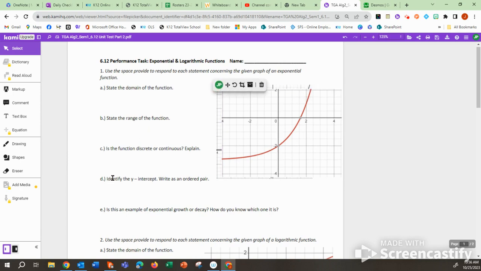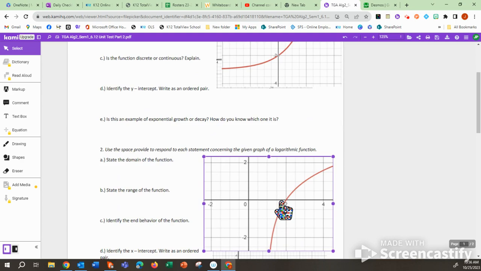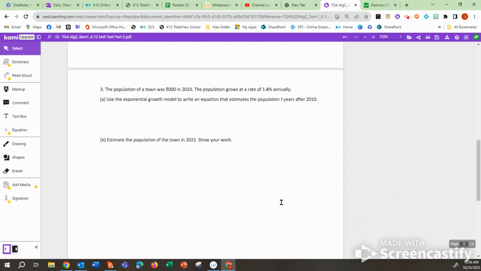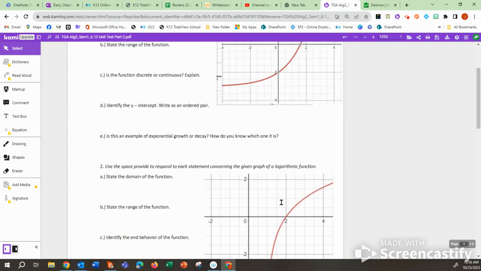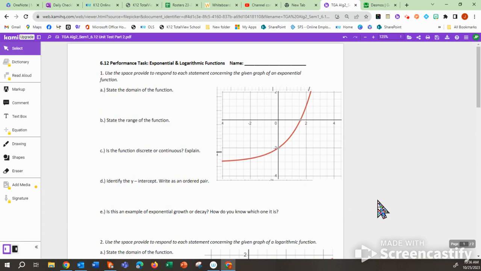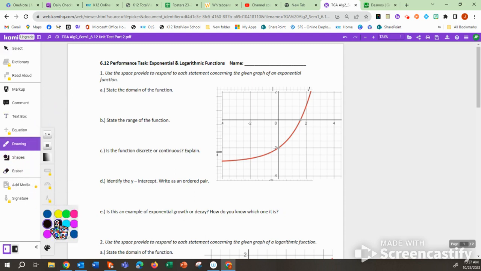This is the exact 6.12 questions. I have added a Desmos graph on top of number 1 and number 2, and then I'll talk about some formulas for number 3. On number 1, it says use the space provided to respond to each statement concerning the given graph of an exponential function. So let me pull up my draw tool.